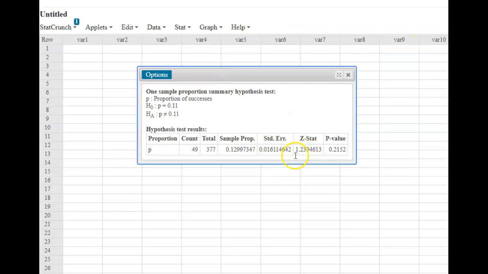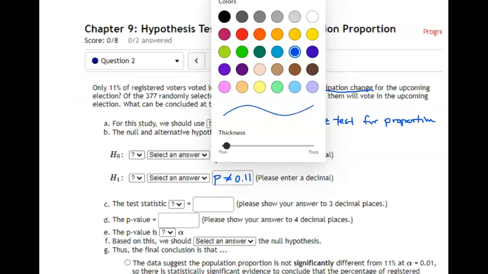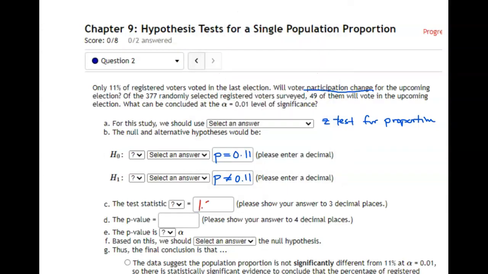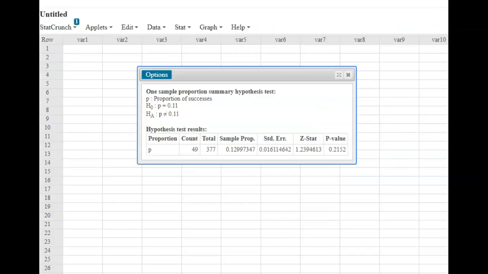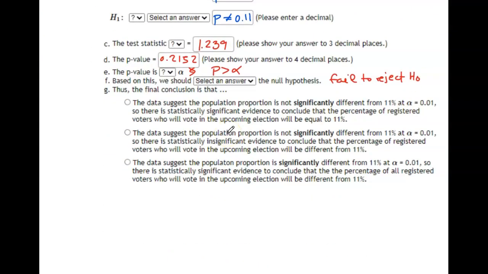So the z statistic is 1.239, and the p-value is 0.2152. All right, the p-value is greater than the alpha value. That means we fail to reject the null hypothesis. So those are our conclusions, or our decision.